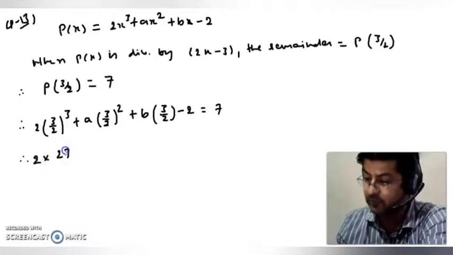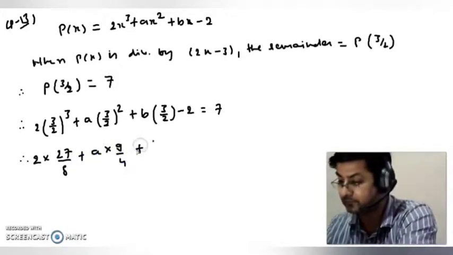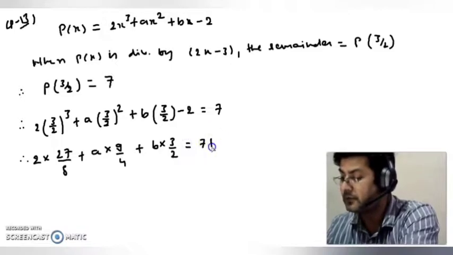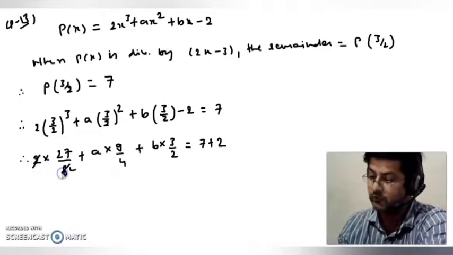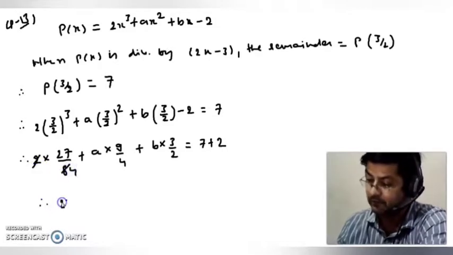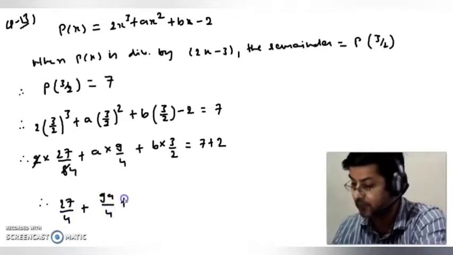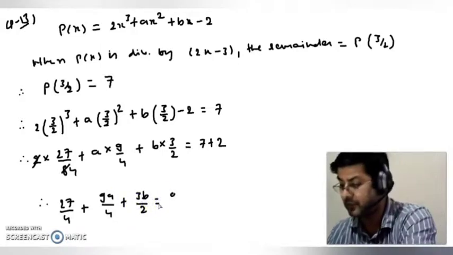2 into 27 by 8 plus a into 9 by 4 plus b into 3 by 2 is equal to 7 plus 2. 2 4s are 8, therefore 27 by 4 plus 9a by 4 plus 3b by 2 is equal to 9.